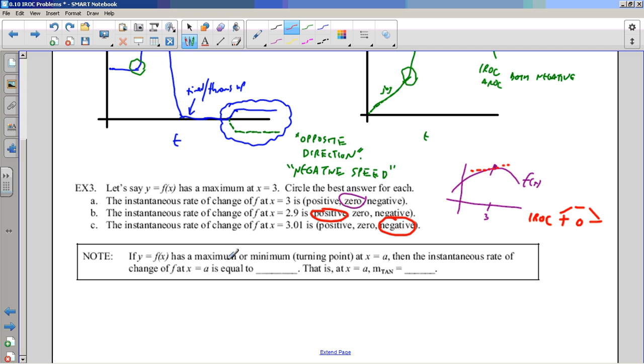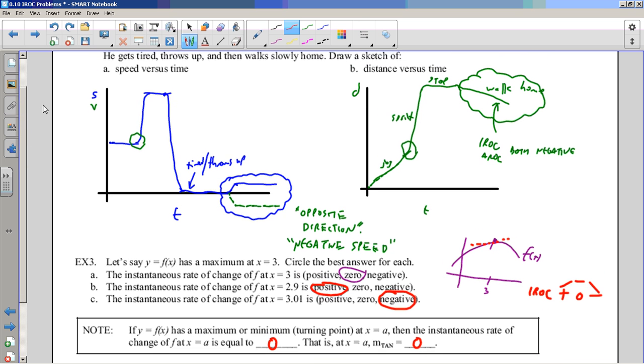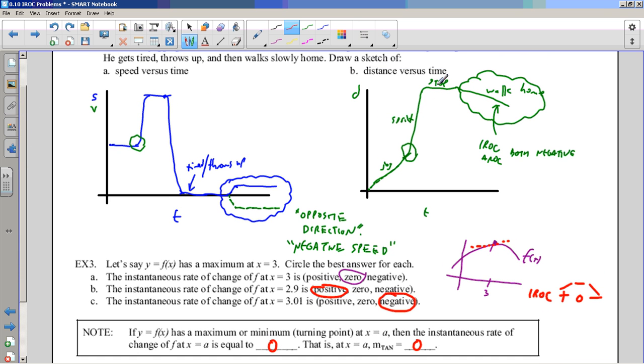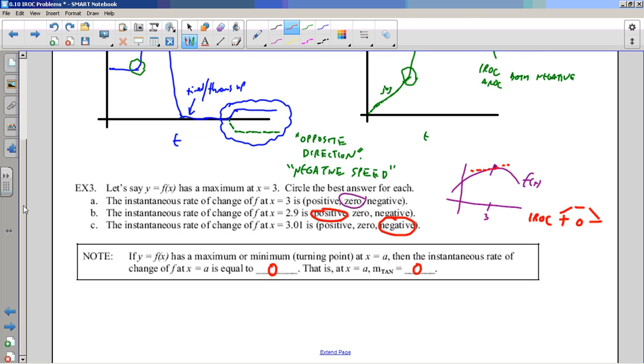Note, if y equals f of x has a maximum or minimum, a turning point at x equals a, then the instantaneous rate of change of f at x equals a is equal to 0. That is, the slope of the tangent is 0, which makes complete sense. We saw that up here when there was a maximum there, the rate of change was 0. And we've seen that a few times. Instantaneous rate of change at a maximum or a minimum is 0.